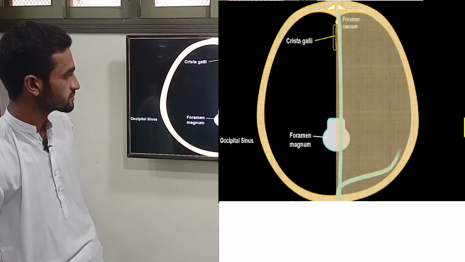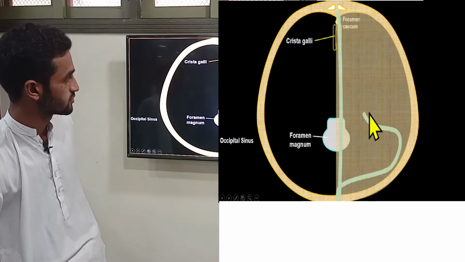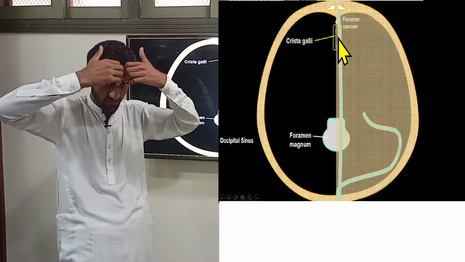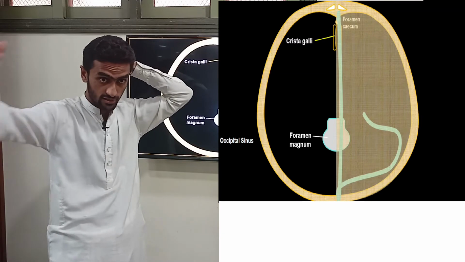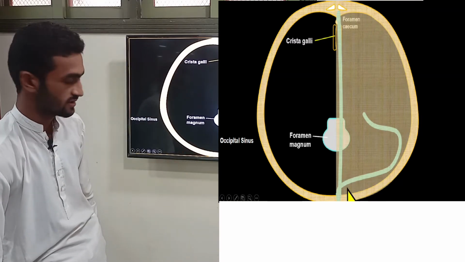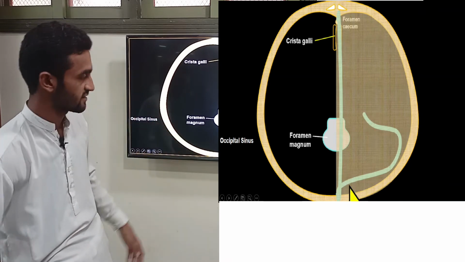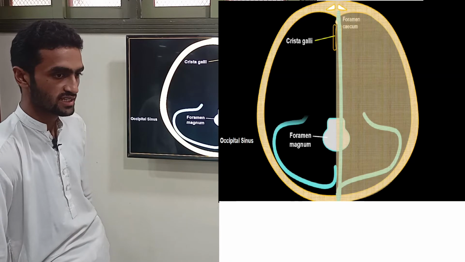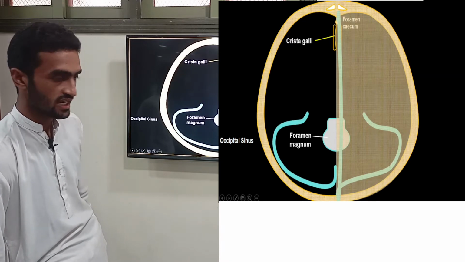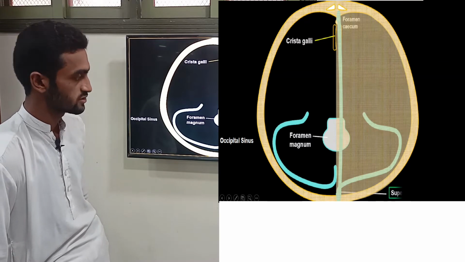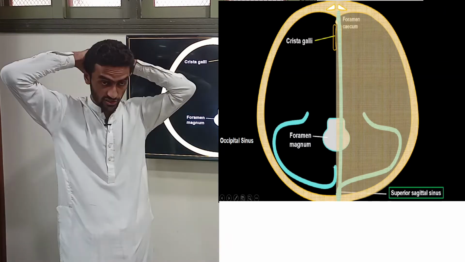So here is the superior sagittal sinus. Can you see here? This superior sagittal sinus is continuous with the transverse sinus, right and left. So it continues, and here is the inferior sagittal sinus, which forms the straight sinus. This is the superior sagittal sinus.